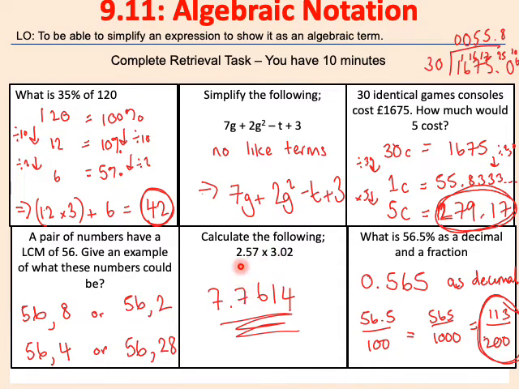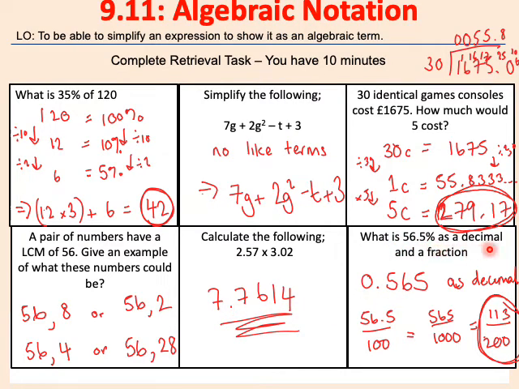For this one here, I ignored the decimal points and did 257 times 302. That gave me an answer of 77,614. I had 1, 2, 3, 4 numbers after the decimal point, so I must have had 4 numbers after the decimal point in my answer, so the decimal point must go here.